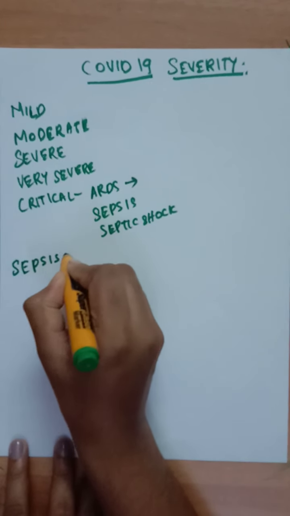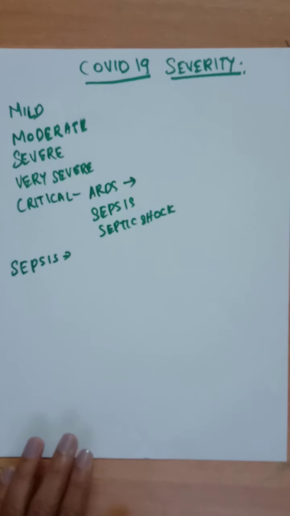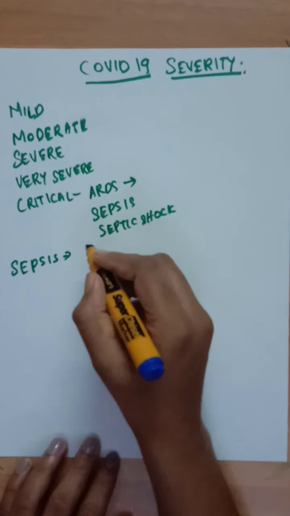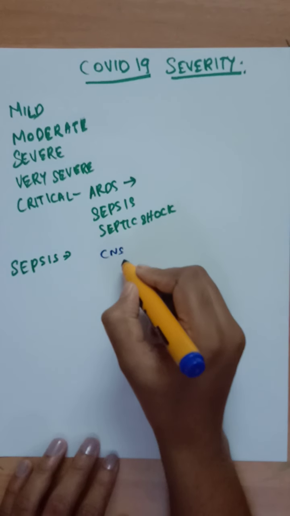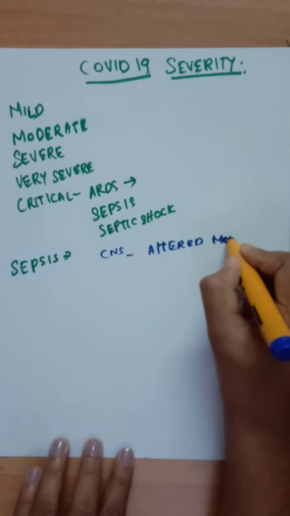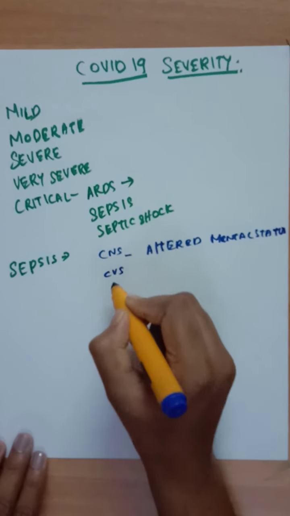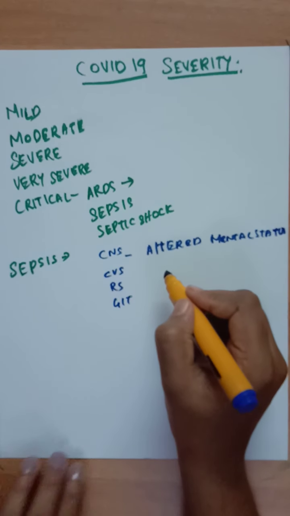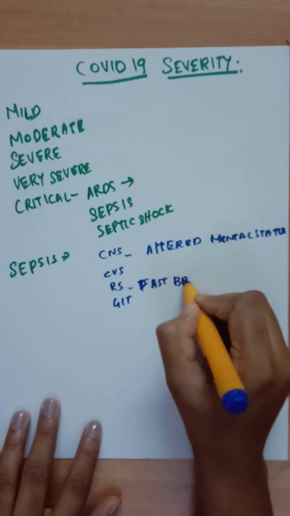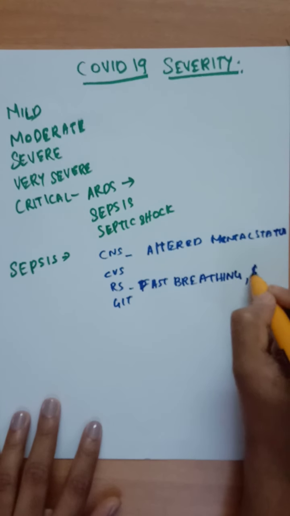In sepsis there is life-threatening organ dysfunction caused by a dysregulated host response to suspected or proven infection. Signs of organ dysfunction affect all the systems. You can remember them system-wise: CNS, CVS, respiratory system, GIT. CNS: altered mental status. Respiratory: difficulty in breathing, fast breathing, and low oxygen saturation.